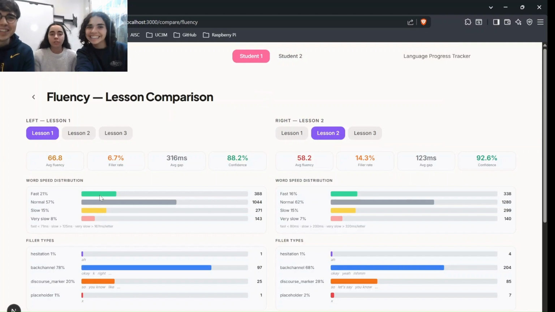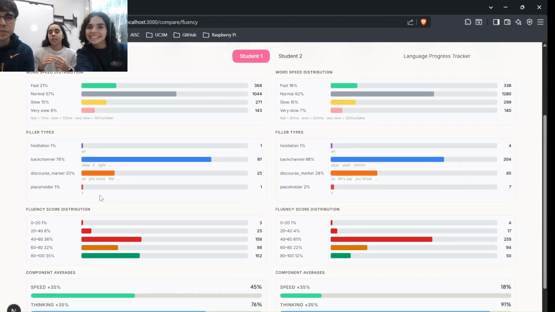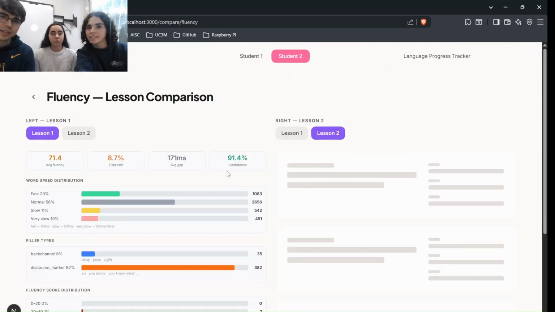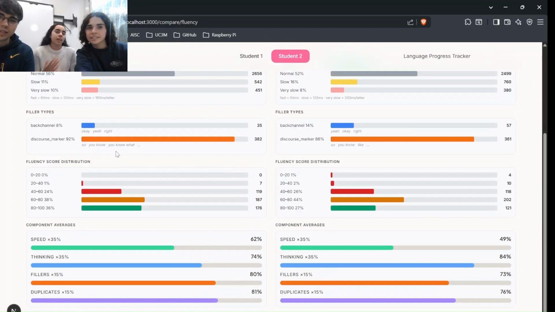Then for fluency, we also measured a couple of things, like the speed, the average, how long they took for each word, how fast they went, like the same thing I explained before.